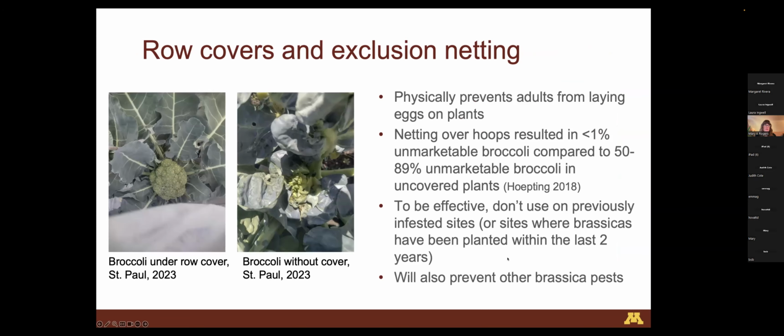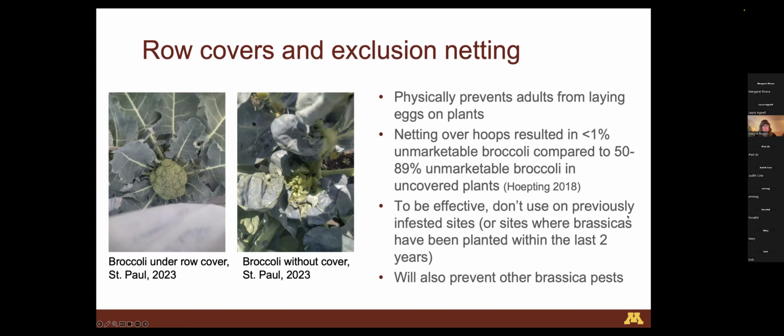Row covers and exclusion netting. Here's an experiment that we did. Here was the broccoli grown under row cover, so we're preventing females from laying their eggs. And then this is the same plot that was already infested without cover in St. Paul. You can see there's no head forming. It's all this distorted growth. So netting can work really well.